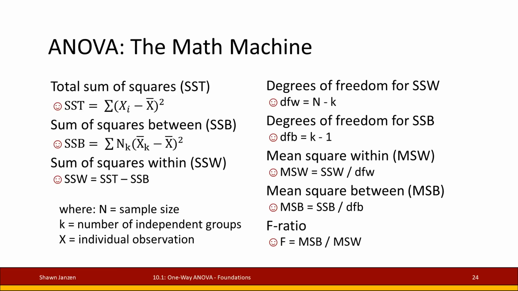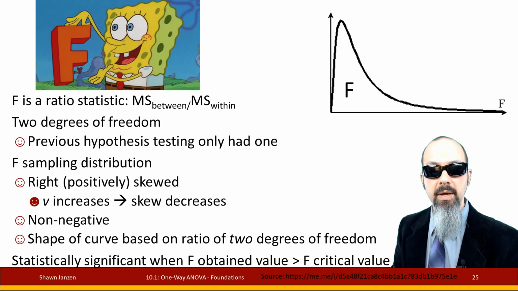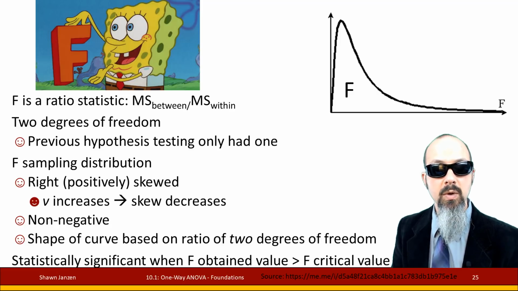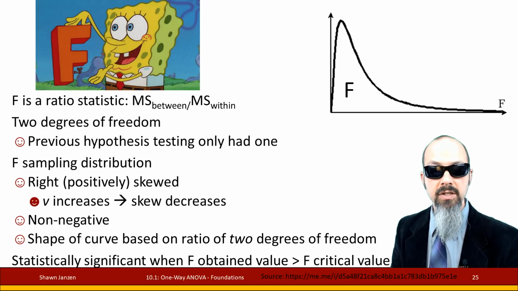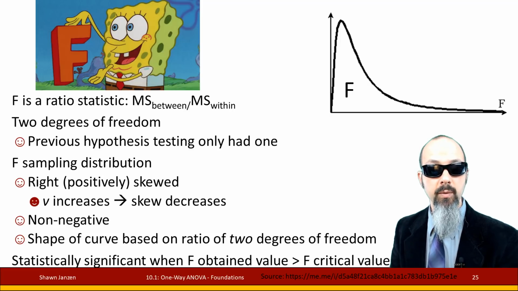Breaking out the math machine here, I just have a slide to help show you a few more bits and pieces of this, but we're going to revisit this slide as we work our way through. And I just want to talk a little bit about the F distribution. This is a new one to add to your lists here. The F ratio, we said before, is a ratio statistic between the mean sums of squares between and within. It has 2 degrees of freedom, the degrees of freedom between and the degrees of freedom within.